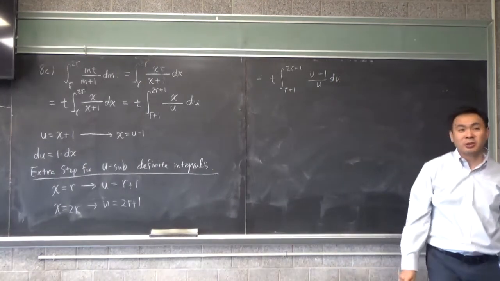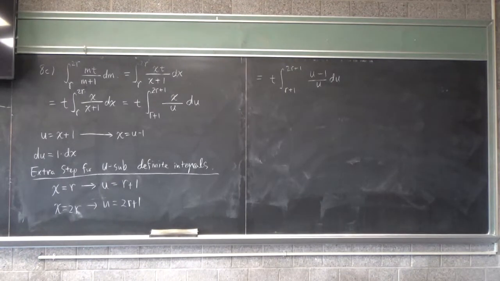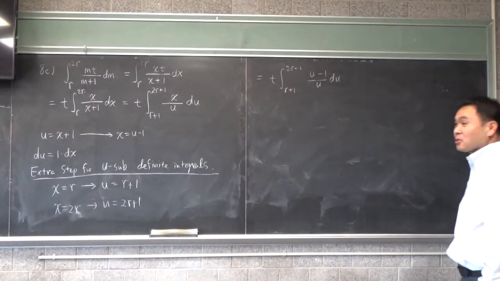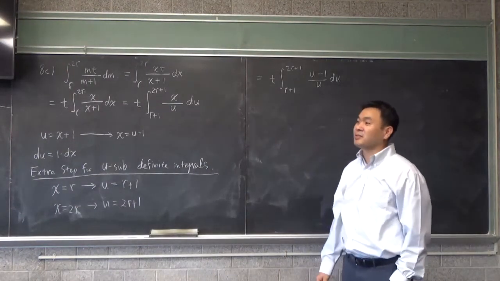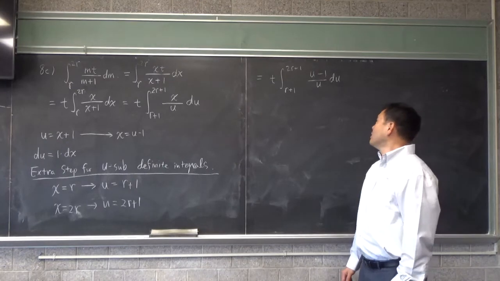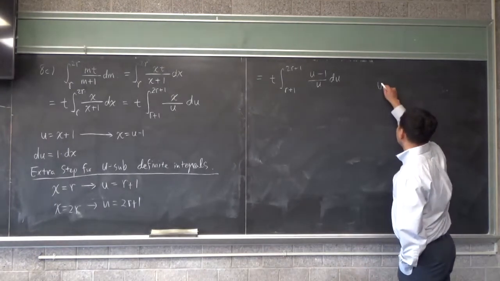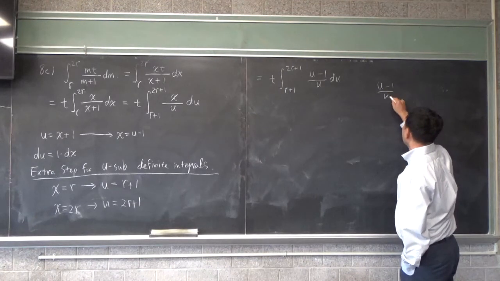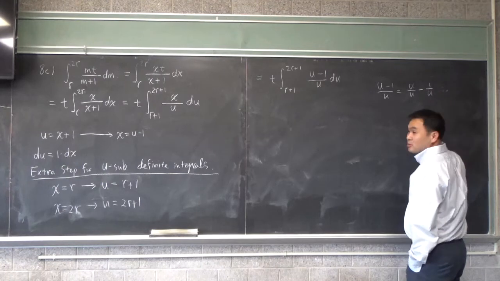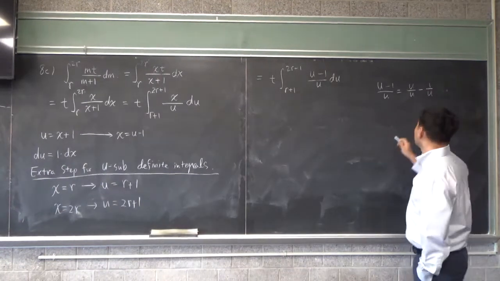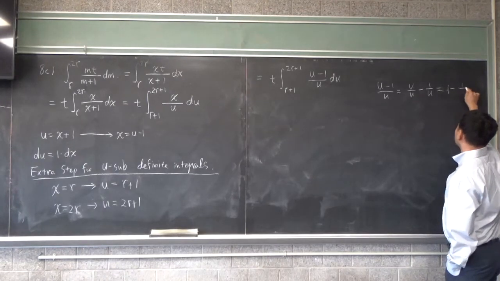Okay, what should we do now? What's the next step? Any ideas? How do you integrate such a thing? Couldn't you do u over u minus 1 over u? Right. So you can rewrite u minus 1 over u as u over u minus 1 over u. And this one will just become 1. So it's going to be 1 minus 1 over u.